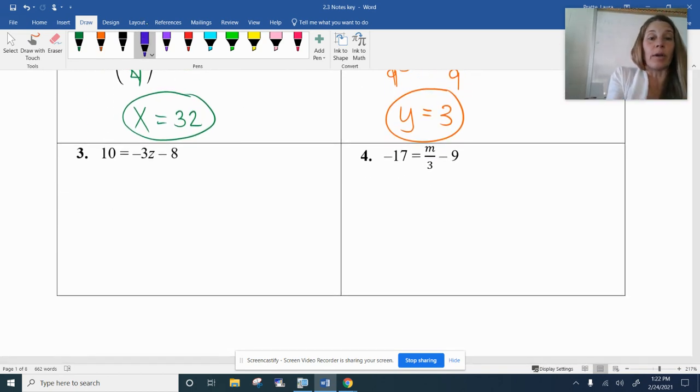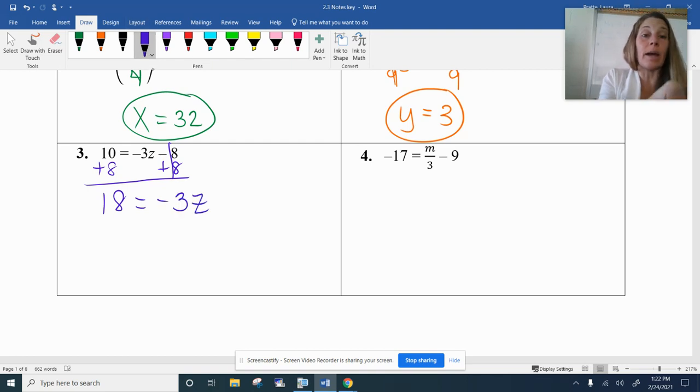Okay, so for number 3, we're going to do the addition part first here. So we're going to add the 8 to the other side, giving us 18 equals -3z. Now to get the variable by itself here, we need to divide by the -3. Make sure you don't forget about that sign. -3 divided by -3 is just 1z. 18 divided by -3 is -6.